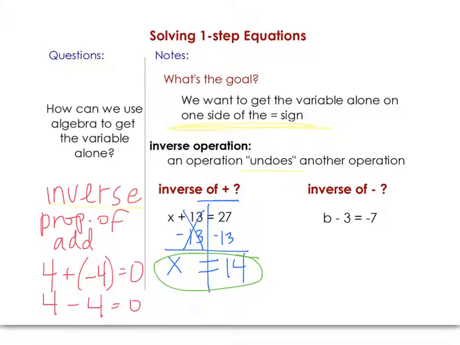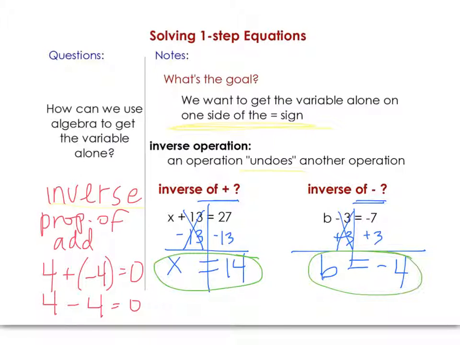Well, if subtraction is the inverse of addition, what's the inverse of subtraction? Ooh, I hear you thinking, it's addition. I can add 3 to both sides of my equal sign. -3 plus 3 cancels out, that equals 0. Bring that b down. Equal sign, -7 plus 3 gives me -4. And that is your final answer. b equals -4. So today we are doing one step to get my variable alone.